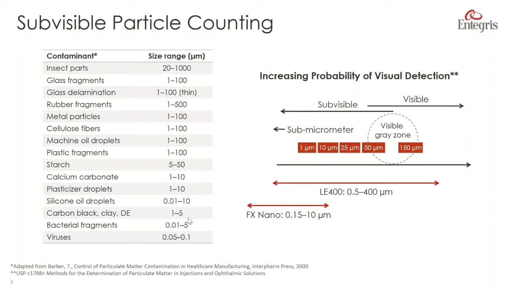On the table on the left, what we're showing is some of the known sources of contamination that show up in these products, some of which are expected, such as glass fragments or metal particles. A lot of products have silicone oil droplets in them, to the surprising ones, such as insect parts. So this is just a range of where these contaminants come from, adapted from a book written by Tom Barber, one of the original experts in this particular field.